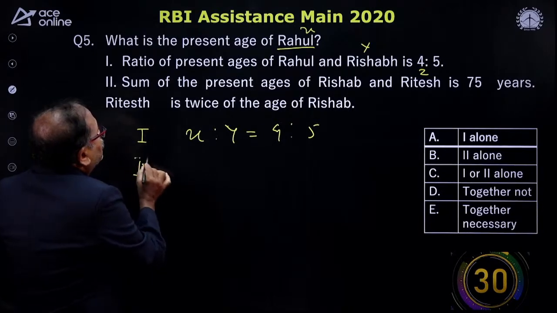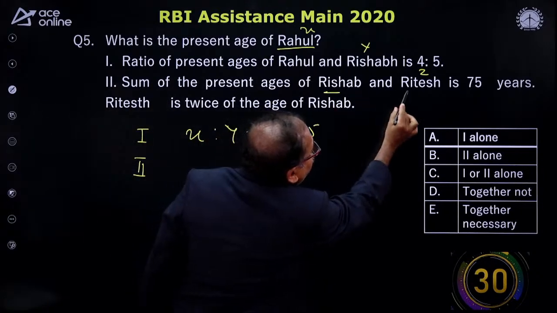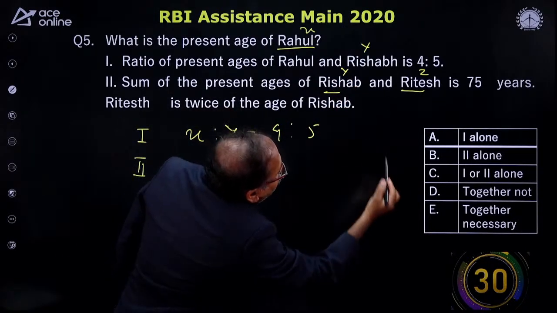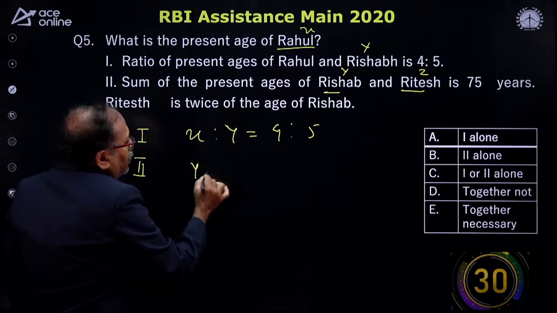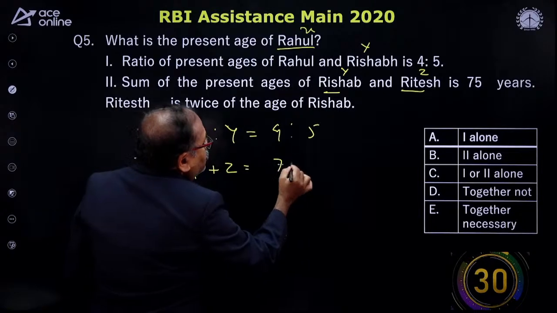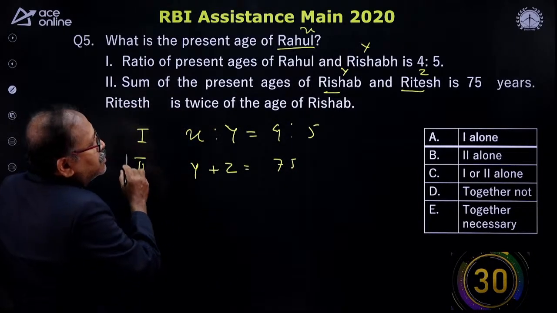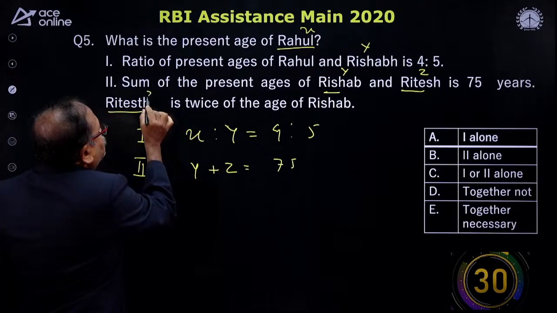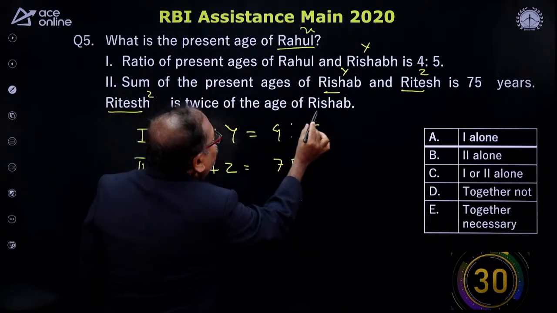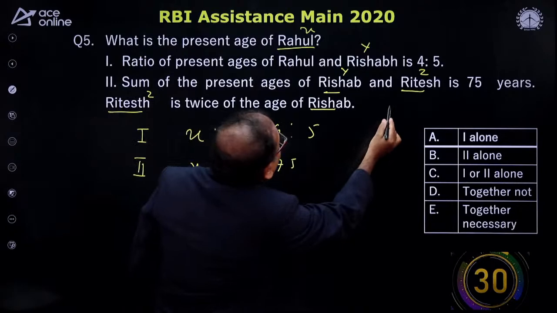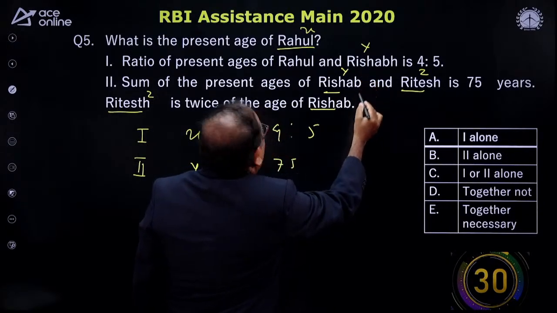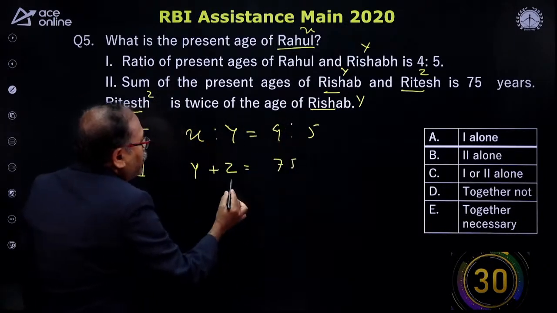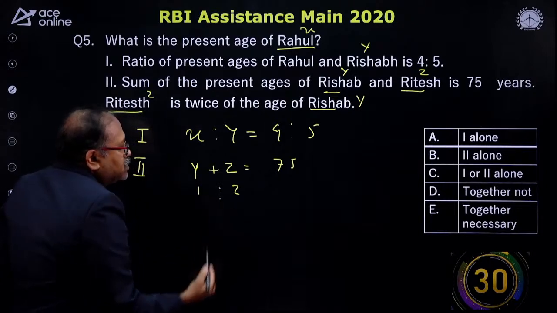What about the second one? The second one says the sum of the present ages of Rishabh and Ritesh. Rishabh is Y, we have taken. So Y plus Z is given to us, and how much is that? 75. And it is said that Ritesh, who is Z, is twice the age of Rishabh. Rishabh is Y. So Z is 2 times Y.